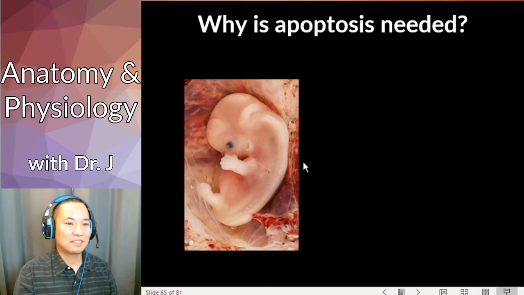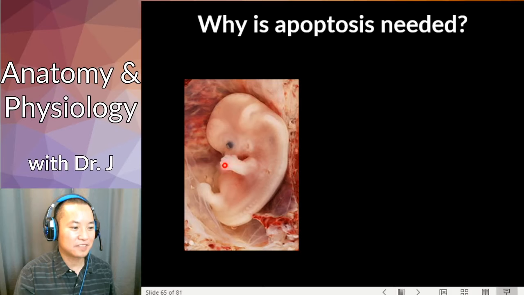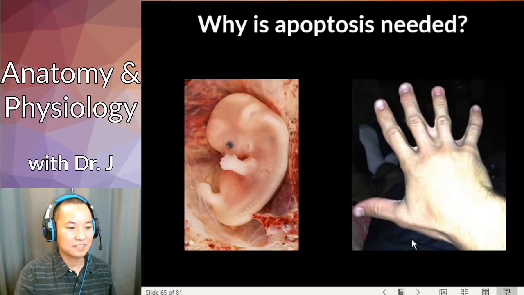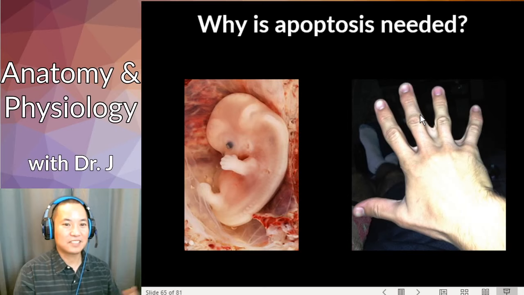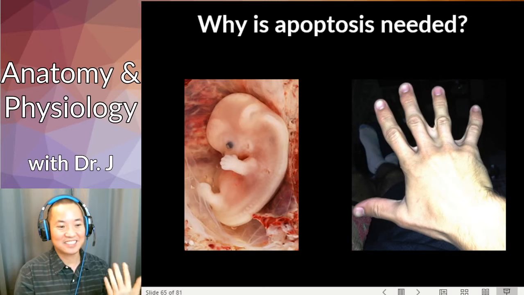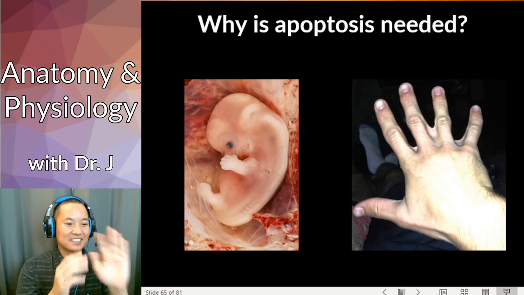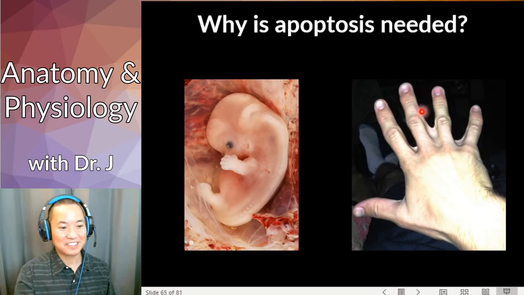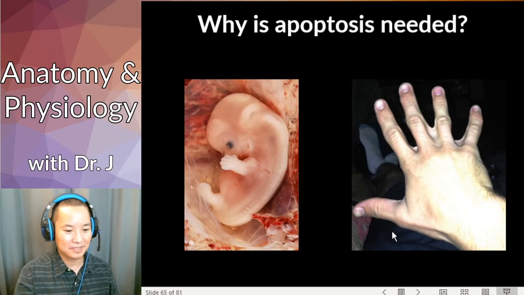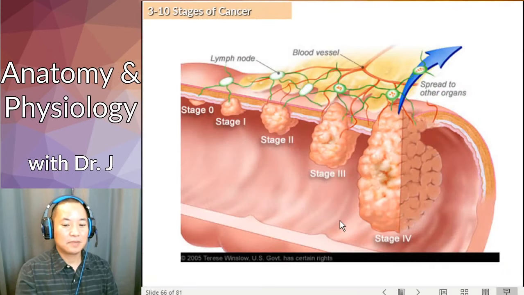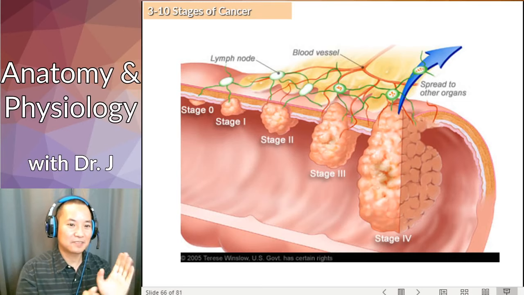But another reason why you have apoptosis: notice what you have between the fingers and digits in this developing embryo. This is why you typically do not have webbed fingers. There was a student who did have slightly webbed fingers. Everyone has it to an extent, but why don't you have extensive webbing like this person? Well, that's because the skin cells between their two digits right here didn't undergo apoptosis, so the webbing was kept from development.